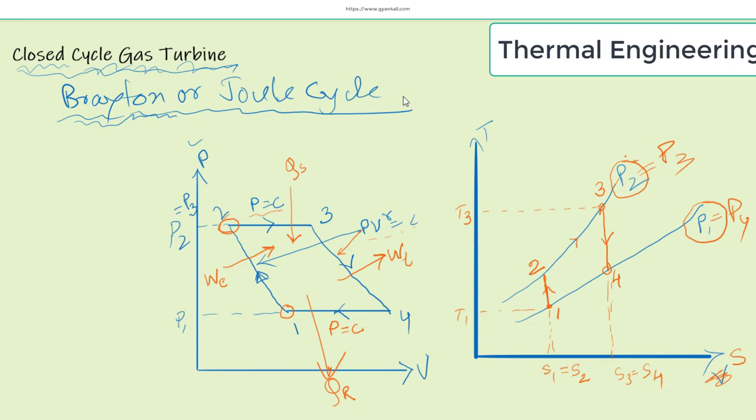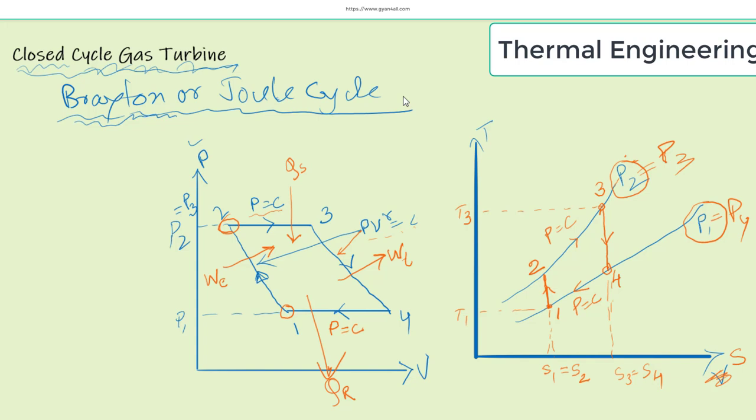And the next process is constant pressure heat rejection. Generally, the heat rejection takes place at the same pressure. It may be a slightly different pressure also, but we consider that the heat rejection takes place at the same pressure. Therefore, this is P equal to C, that means P2 equal to P3, and this is also P equal to C, that means P1 equal to P4. So from 4 to 1, the pressure remains constant. So this is the TS diagram for the closed cycle gas turbine.